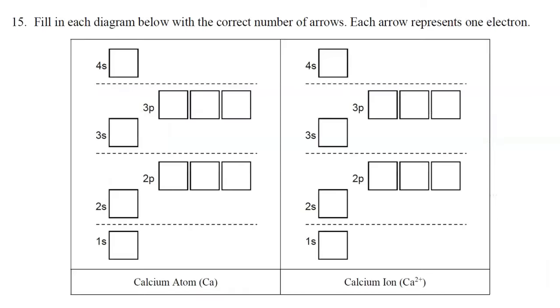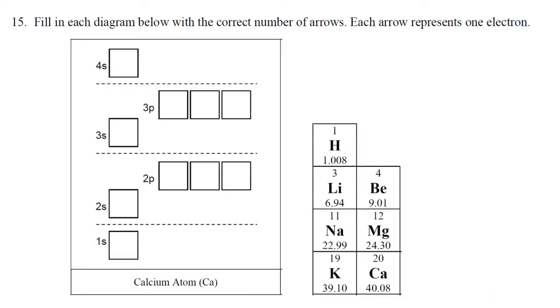In our next diagram, we have a calcium atom, and then we have a calcium ion. So for the calcium atom, calcium has atomic number 20, so there should be a total of 20 electrons. When I add electrons to this diagram, so 2 electrons in the 1s, and then 3, 4, 5, 6, 7, 8, 9, 10. That's a total of 10 electrons.